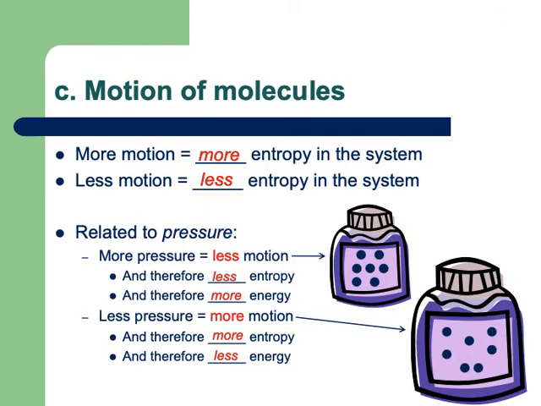The last factor that we're going to talk about that impacts entropy is the motion of molecules. So when we have more motion, this means that there's more disorder within a system.